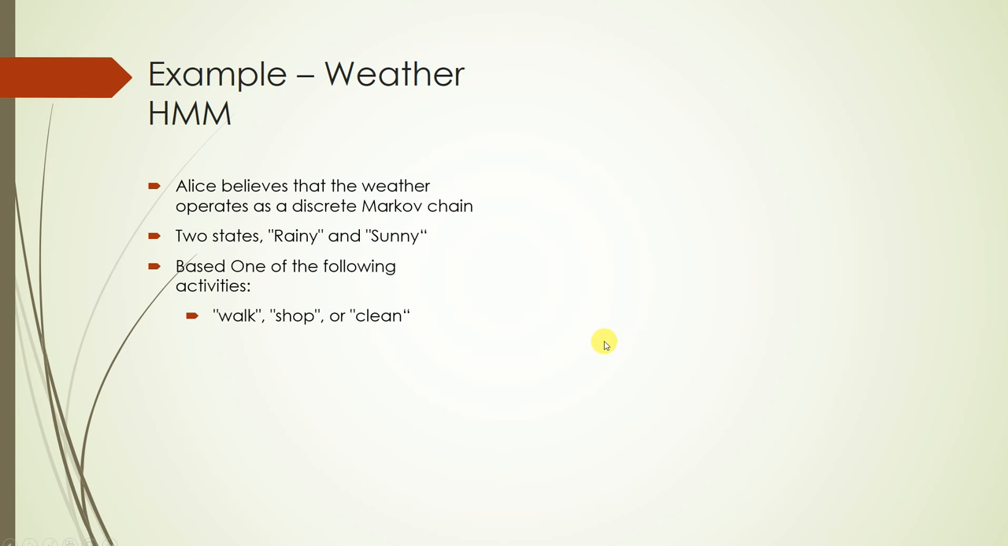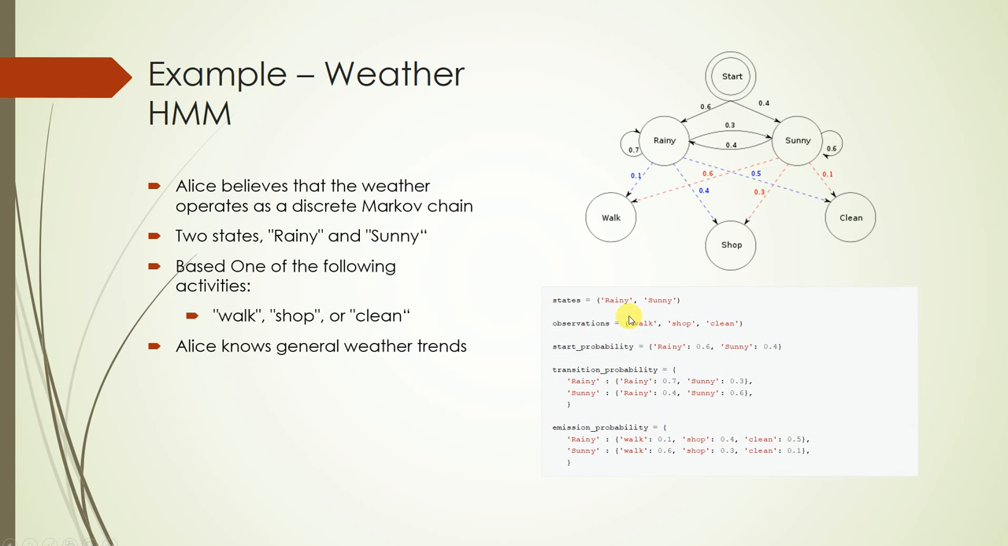So Alice believes that the weather operates as a discrete Markov chain, and there are two states, the sunny and the rainy state.